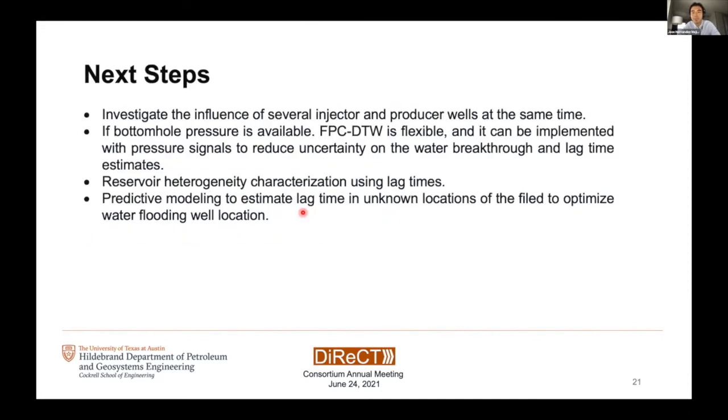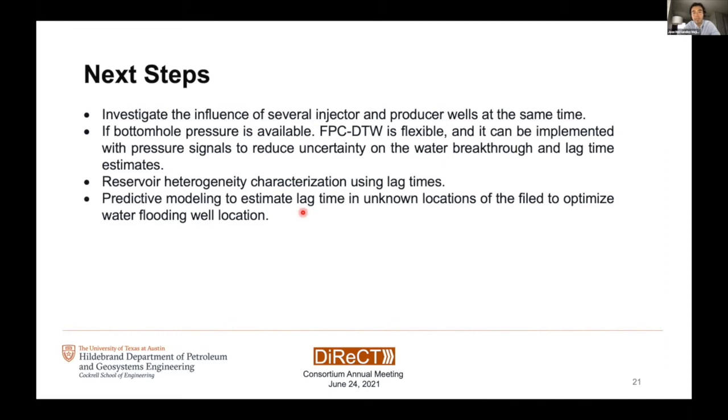The next step for this research is to investigate the influence of several injector and production wells at the same time instead of using pairwise wells. Also, if bottom hole pressure is available, this method is flexible, so it can work not only with oil production and water injection signals, but with any type of signals that we have. So we can use these other types of signals to reduce the uncertainty in the estimation of the water breakthrough and the lag time.